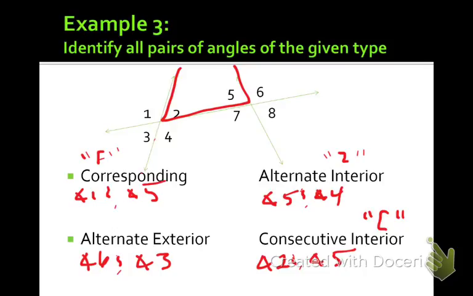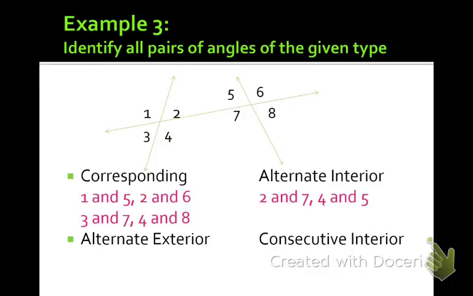Okay? Now, you pick out the rest. There are other corresponding, alternate interior, alternate exterior, and consecutive interior angles. So go find them. I'll give you a second, and then I'll reveal what the rest of them are. Did you find them? Okay? And here they are. 1 and 5, 2 and 6, 3 and 7, 4 and 8 are all corresponding. 2 and 7, 4 and 5 are alternate interior. 1 and 8, 3 and 6 are alternate exterior. 2 and 5 and 4 and 7 are consecutive interior. Okay, hopefully you're able to find all of those.